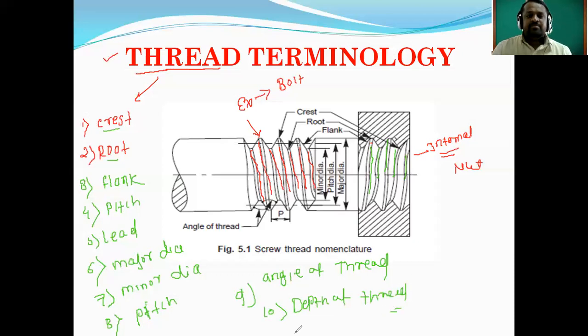Now these are the terminology of the thread. What is meant by the crest, the root, the flank, the pitch, the lead? Major diameter, minor diameter, pitch diameter, effective diameter, angle of thread, and depth of thread. First of all we should know these points. These are the terminology, so we will discuss them here one by one.